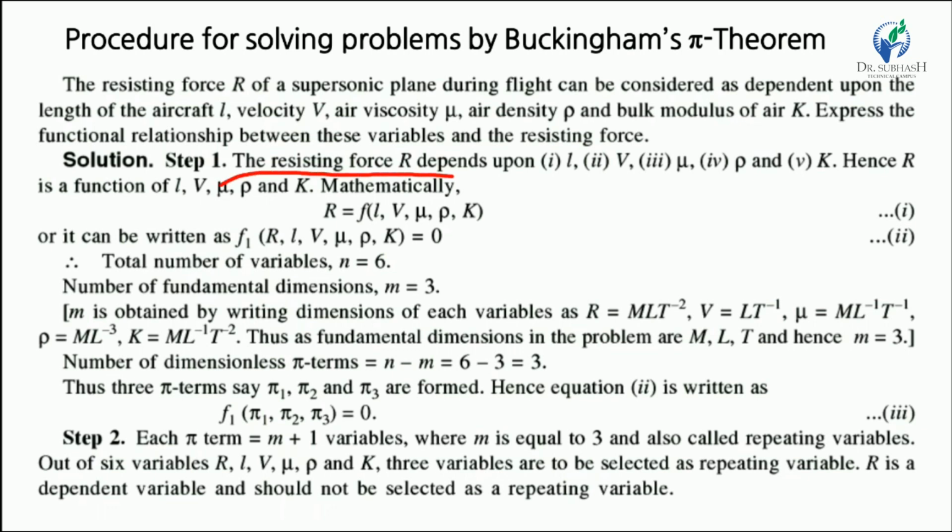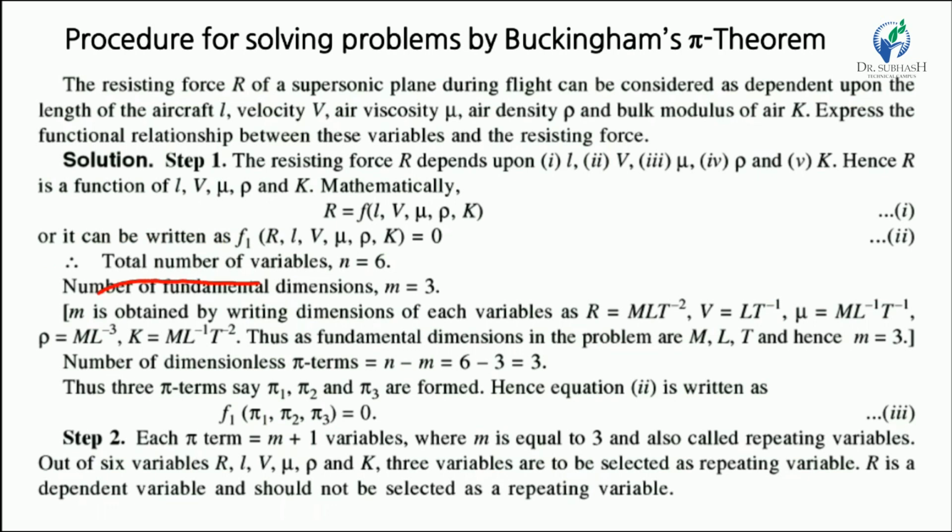First of all, the resisting force R depends upon the length of the aircraft L, velocity V, viscosity mu, air density rho, and bulk modulus K. Hence, mathematically, R is a function of L, V, mu, rho and K. So R is equal to a function of L, V, mu, rho, K. It can also be written as a function f1 of R, the resistance force, L, the length of the aircraft, V, the velocity of air, mu, the viscosity of air, rho, the density of air, and K, the bulk modulus, equal to 0.